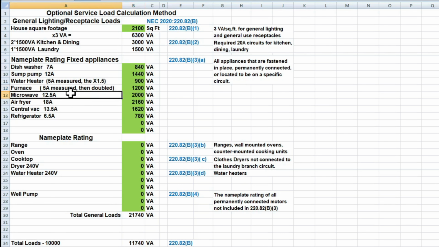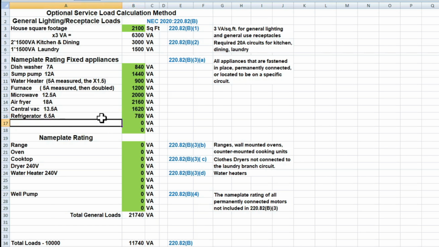Microwave. Now the nameplate rating on the microwave is 12.5 amps, but when I measured it, it was pulling 2,000 volt amps. Air fryer. I installed a new receptacle for an air fryer that we don't even own yet, but that's 18 amps according to the one that we're looking at, and that's 2160 VA. The central vac is 13.5 amps nameplate, 1620 VA. The refrigerator is 6.5 amps nameplate, 780 VA.